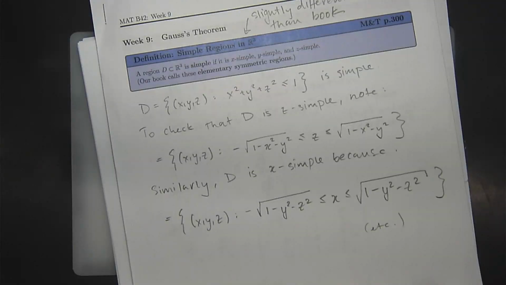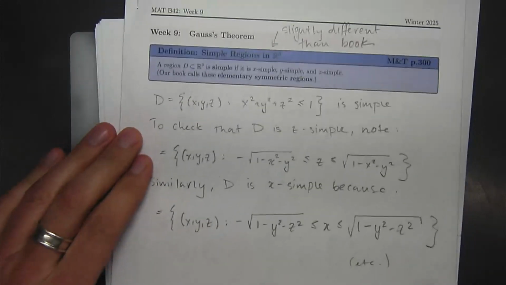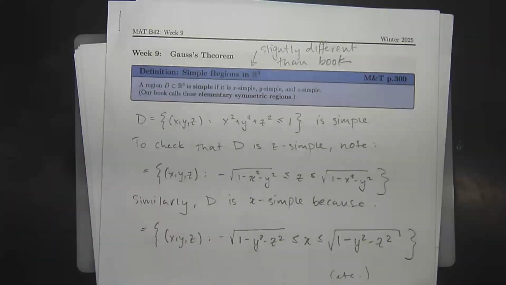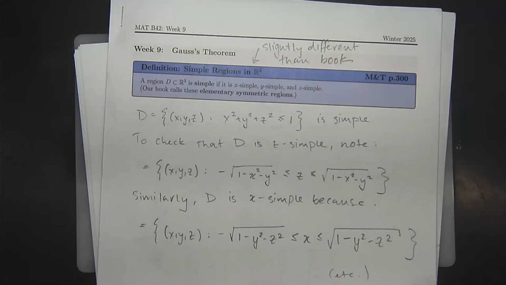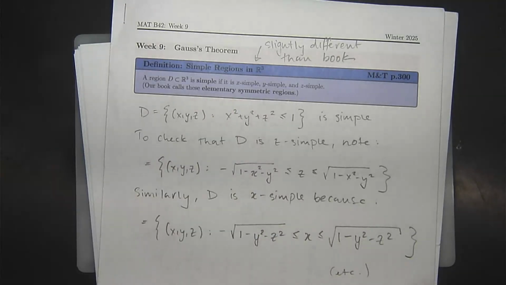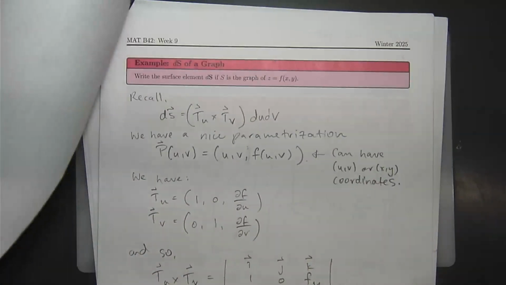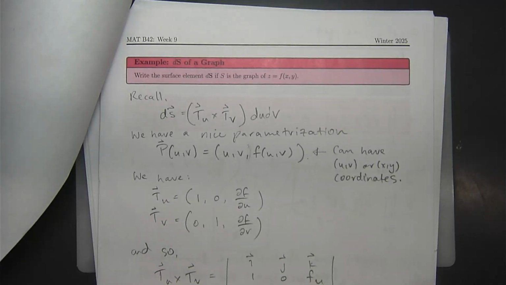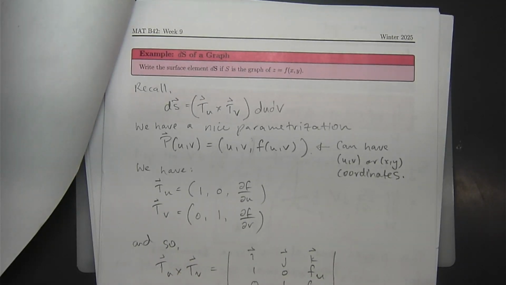Okay, so we got to Gauss's theorem. For Gauss's theorem, we're looking at simple regions in R3. I call them simple, our book calls them elementary symmetric. Same difference. We came up with the parameterization of graphs.